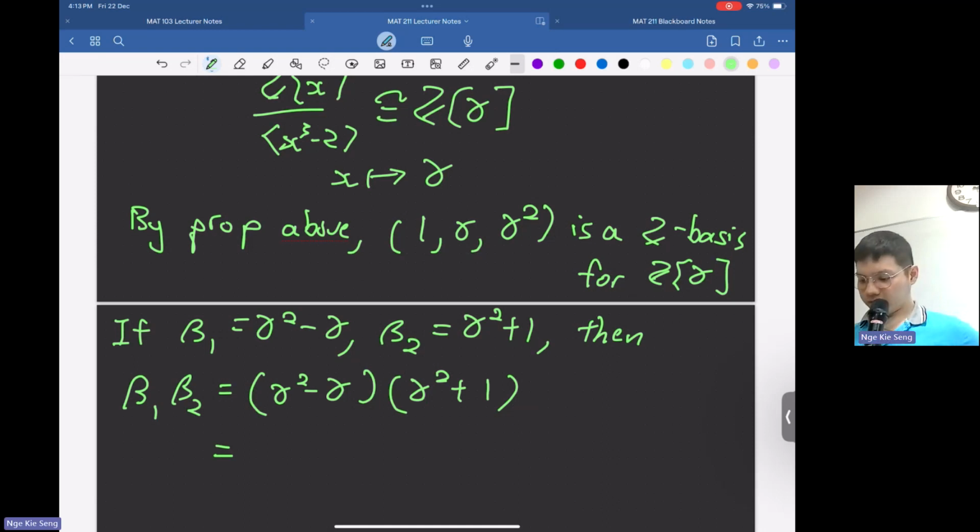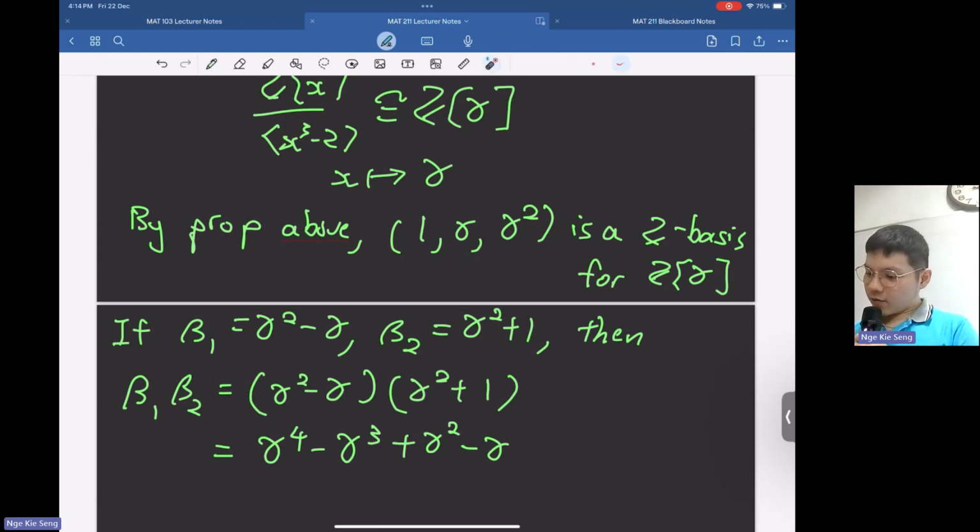Anyone quickly compute this? Sorry? R4 minus gamma cube plus gamma square minus gamma. Okay, but just now I say that 1, gamma and gamma square is the basis, right? But how about this gamma 4, and gamma 3? What happened to them? Can I reduce to 1, gamma and gamma square or not?